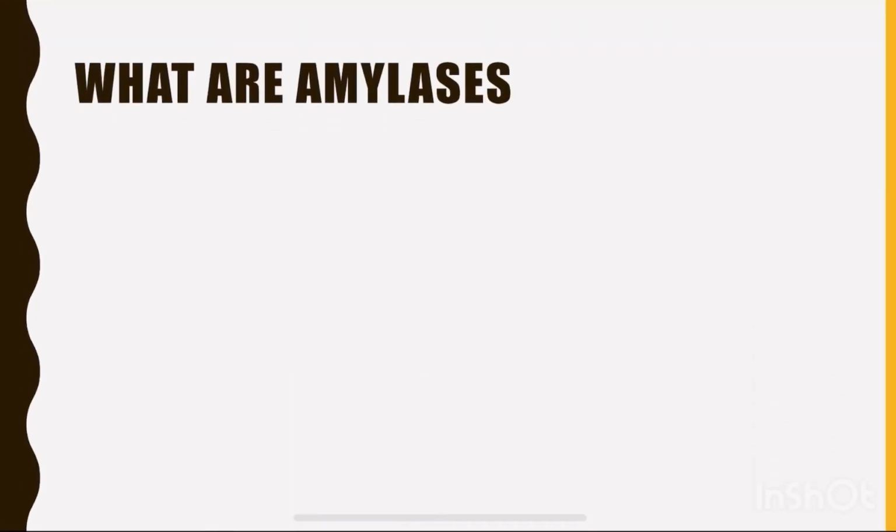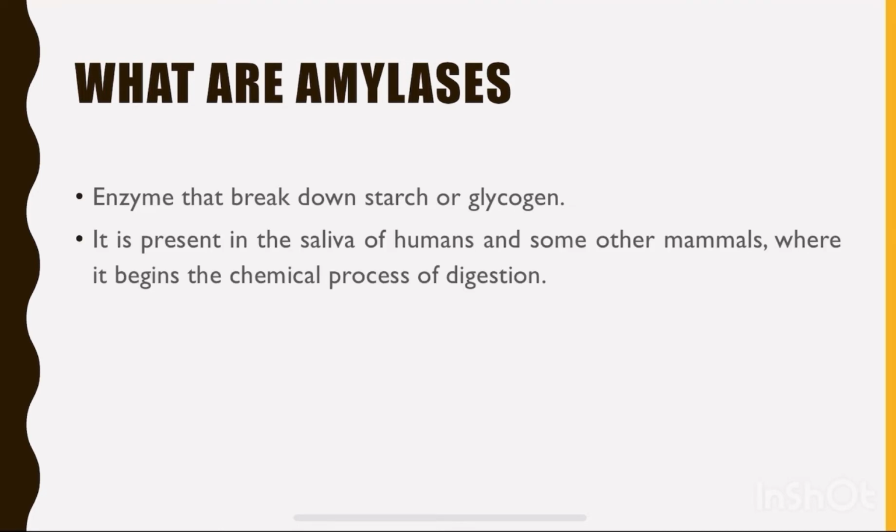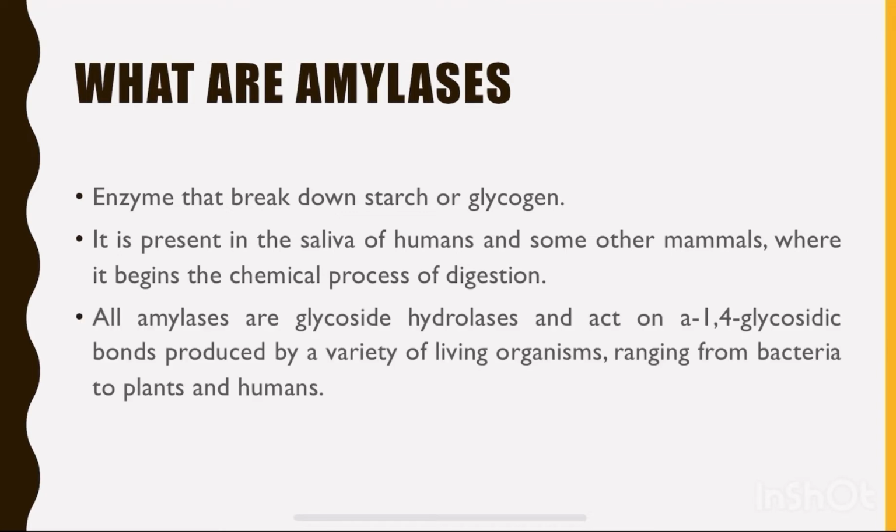What are amylases? Enzymes that break down starch or glycogen are amylases. It is present in the saliva of humans and some other mammals, where it begins the chemical process of digestion. All amylases are glycoside hydrolases and act on the alpha 1,4 glycosidic bond. They are produced by a variety of living organisms, ranging from bacteria to plants and humans.